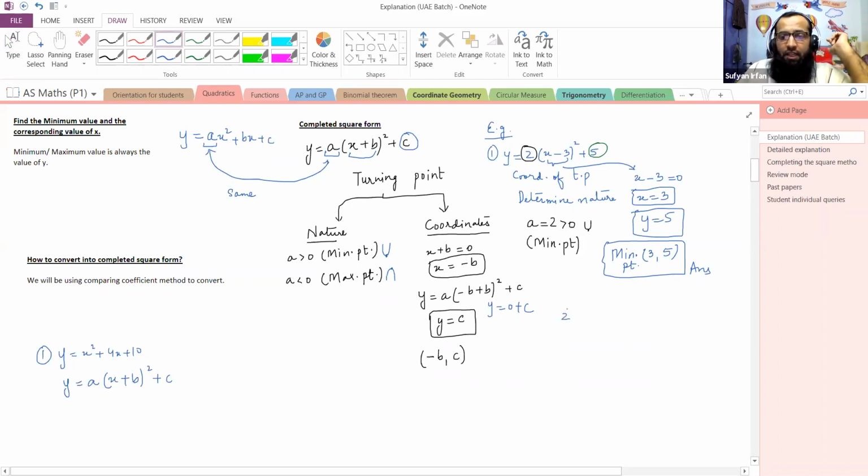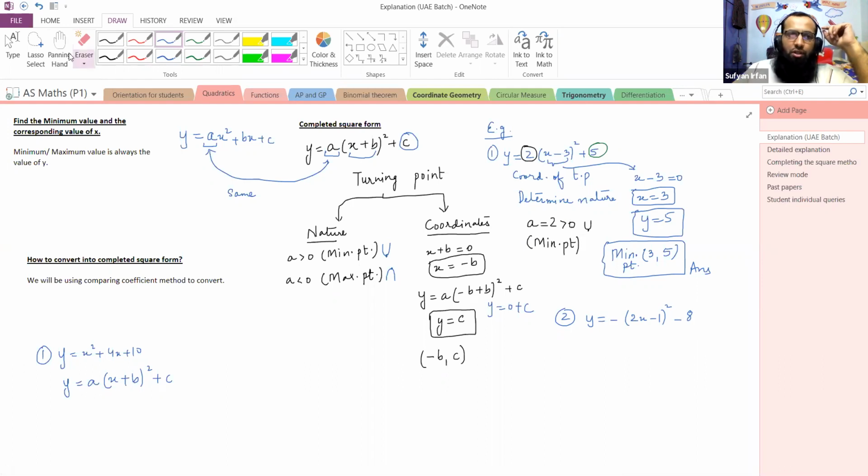If I give another example, which might be a bit different, I'm just going to throw that question towards you, and I'm going to ask you to give the coordinates of that turning point and determine the nature as well. Then I'm going to ask whether you have understood or not. Right, so let's take another example. I have been told to give the coordinates of the turning point and determine its nature. Can you please all post your answers?